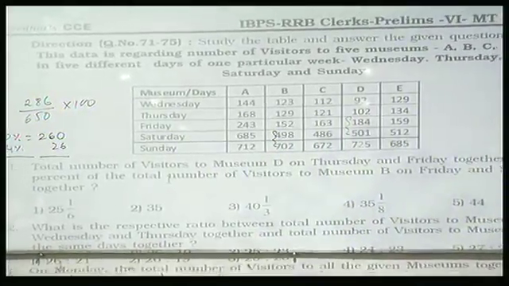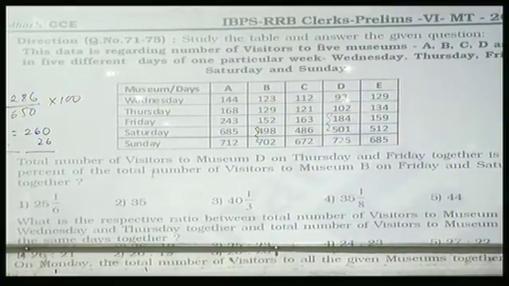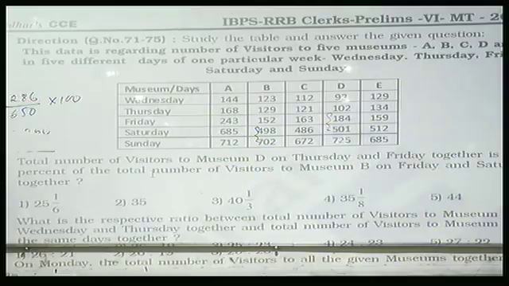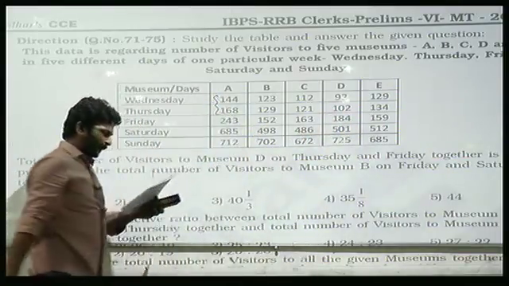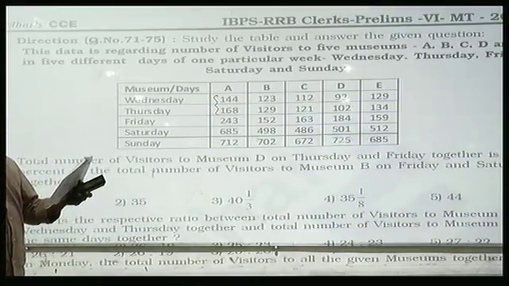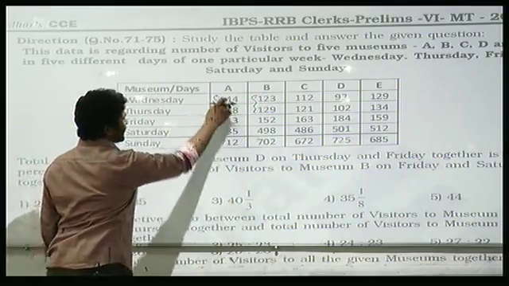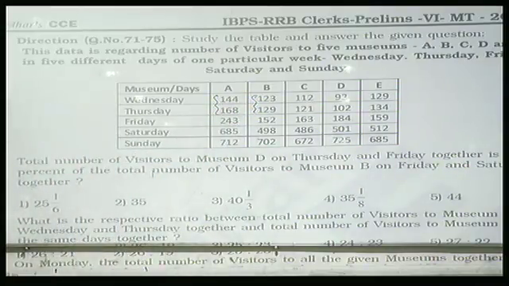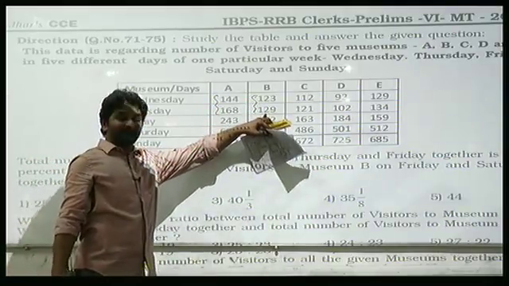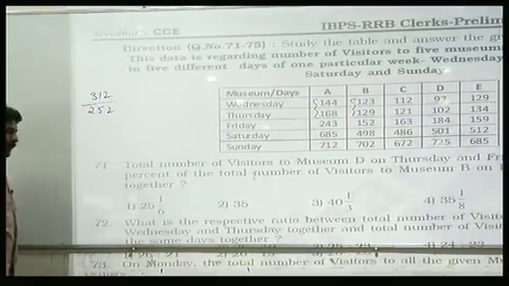(72) What is the respective ratio between the total number of visitors to Museum A on Wednesday, Thursday together? Wednesday, Thursday together. This is for Museum A. And the number of visitors to Museum B on the same days together. Right. 144 and then 168. 140, 160, 300. 4 plus 8, 12. Total 312. And 123 and then 129. 120, 120, 240. 9 plus 3, 12. 240, 12. 252. And you're asked about the ratio.